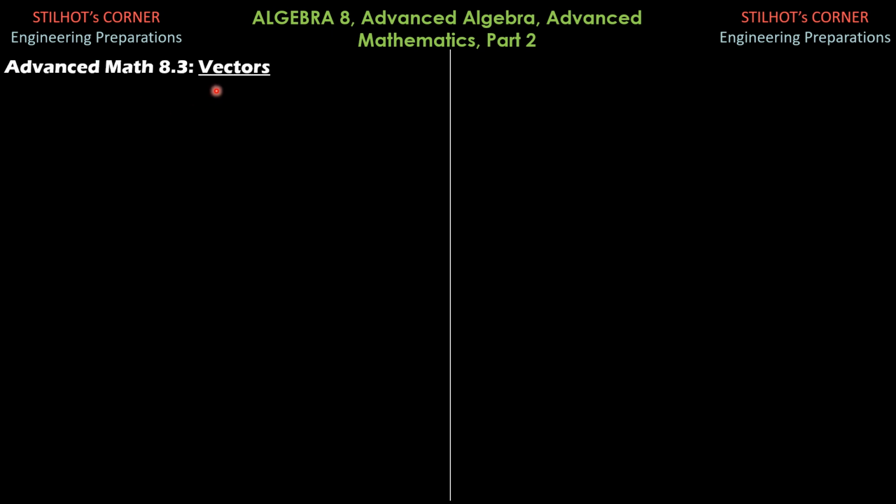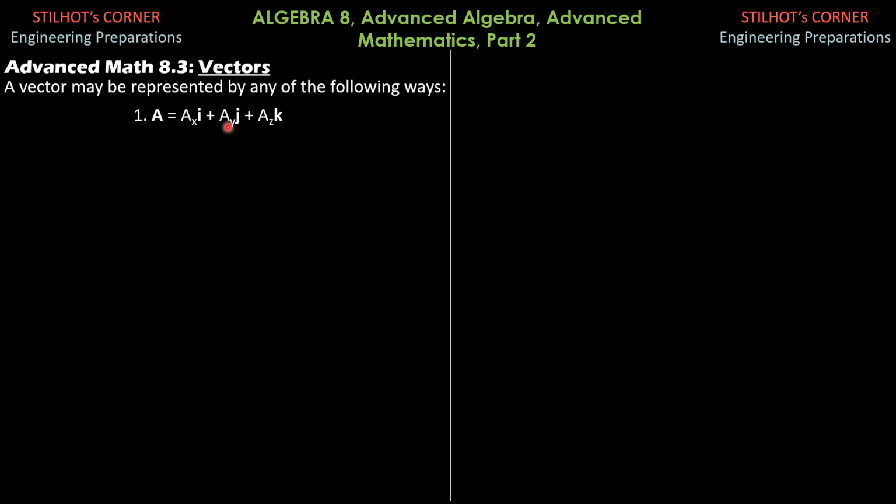So let's now have a discussion on vectors. A vector may be represented by any one of the following ways. But let's have the first way as our popular way of representing a vector because it is the common way. So boldface A, then we have AXi plus AYj plus AZk, where AX, AY, and AZ are the X, Y, and Z scalar components of the vector, and i, j, k are unit vectors in the direction of X, Y, and Z respectively.